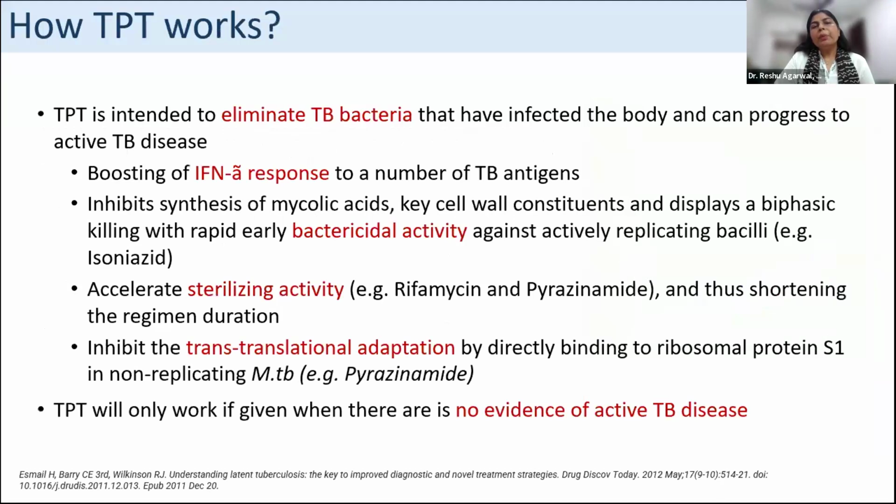Now, talking about how TPT works. TPT is intended to eliminate the TB bacteria. It boosts the interferon alpha response to a number of TB antigens, and that's why it reduces the activity of the TB bacteria. It also has bactericidal activity, and it helps in inhibiting the synthesis of mycolic acids and key cell wall constituents, and stops the bacilli from replicating. Some of the drugs also support the acceleration of sterilizing activity and help in shortening the duration of the TB regimen, and that's what we are discussing today.